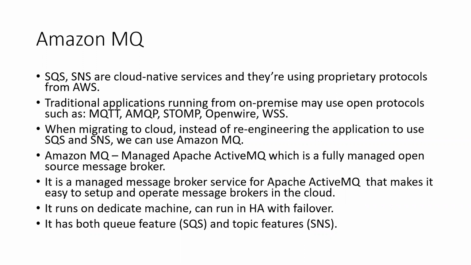SQS and SNS use proprietary protocols in the backend from AWS, whereas when you have to use open protocols or some other protocols like MQTT, AMQP, STOMP, OpenWire, WSS, please don't ask me full forms. I don't remember the full forms for any of them.